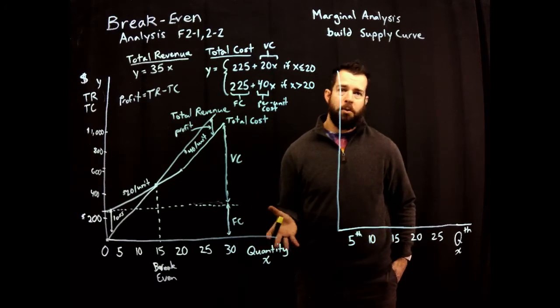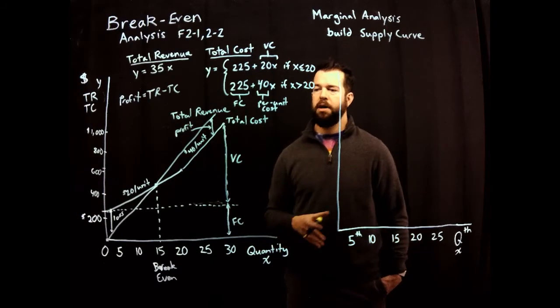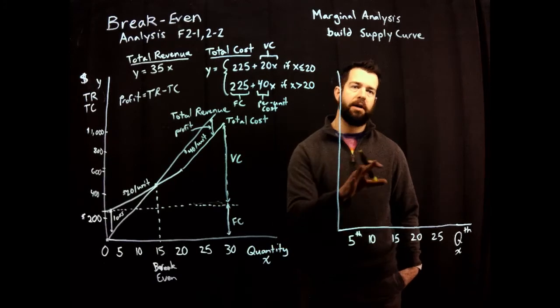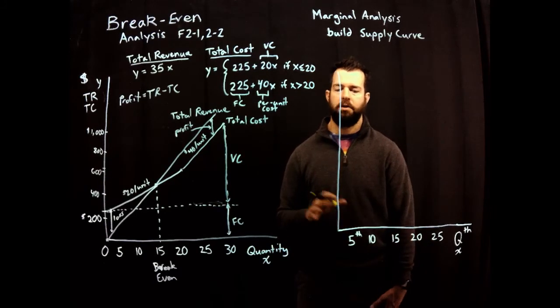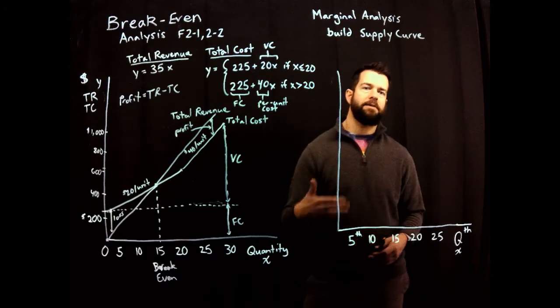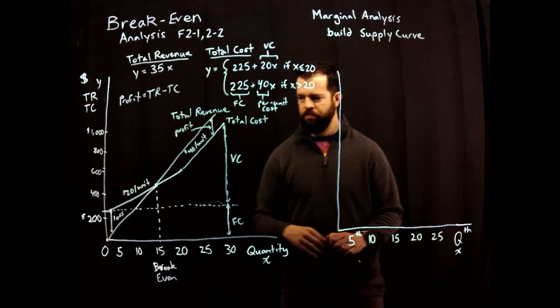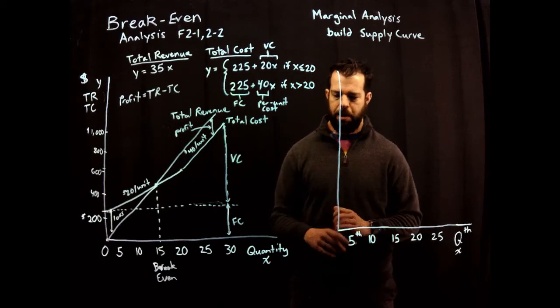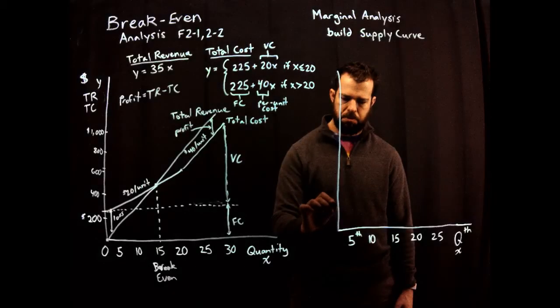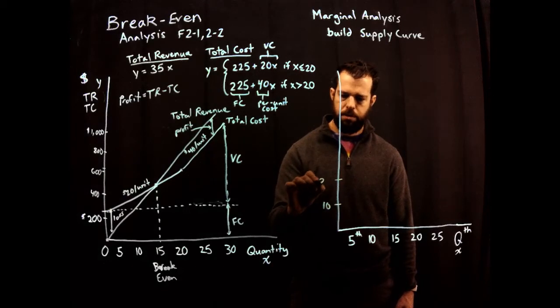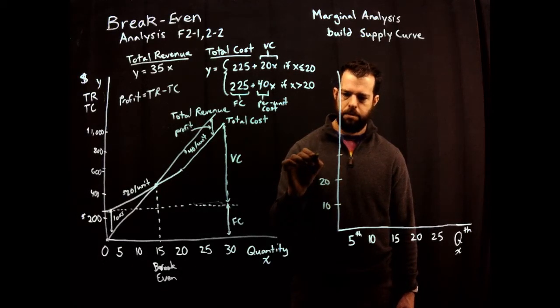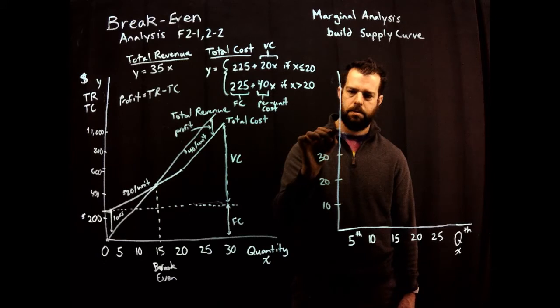Now, just before we even produce our first unit, our fixed cost is already $225. You're not going to see that on this graph here. You're only going to see things that are going to affect the variable cost. Okay, so our first unit will cost us $20 per unit, and so we're just going to go ahead and map out, say, 10, 20, 30, 40. Okay.